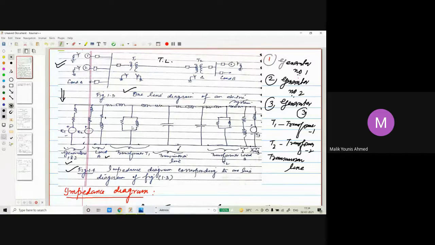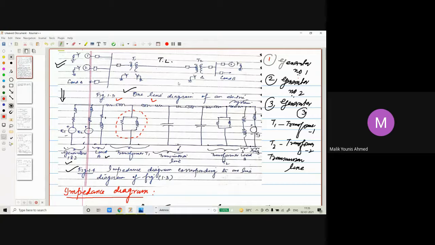I am going to draw that. After that, when I draw the reactance diagram, I will neglect it. I am showing you this part, but you can neglect it. The obvious reason is that the current flowing through this is very small, so shunt admittance can be neglected. This is the primary side of the transformer, and this is the secondary side of transformer 1.